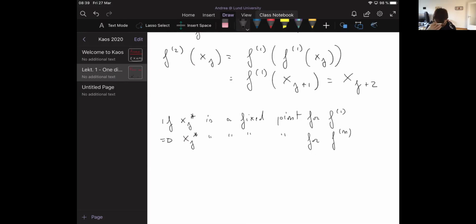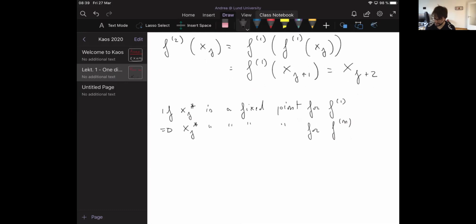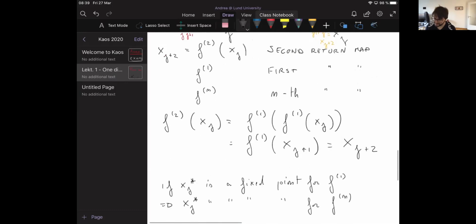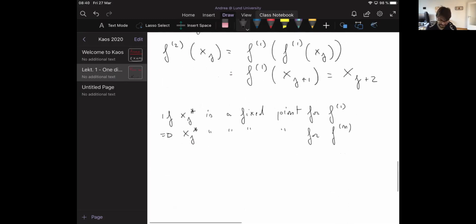So if x star is a fixed point for F1, then it is a fixed point for any Fn. And this is also an intuitive property because it's very easy to understand. If one point is stable from step 1 to step 2, then it will be stable also from step 2 to step 3, and therefore it's stable also from step 1 to step 3, and so on and so forth. So it's very intuitive and easy.